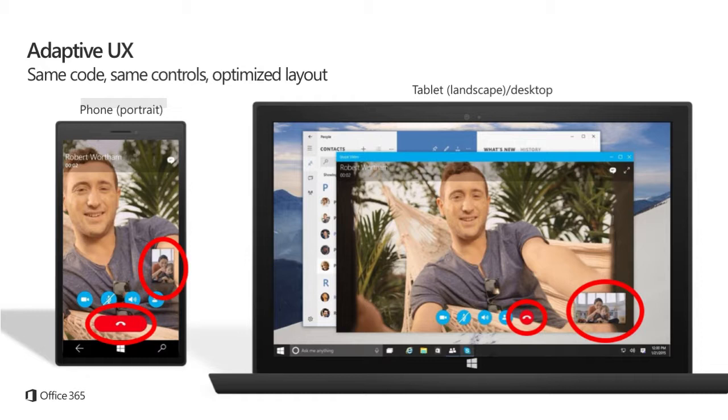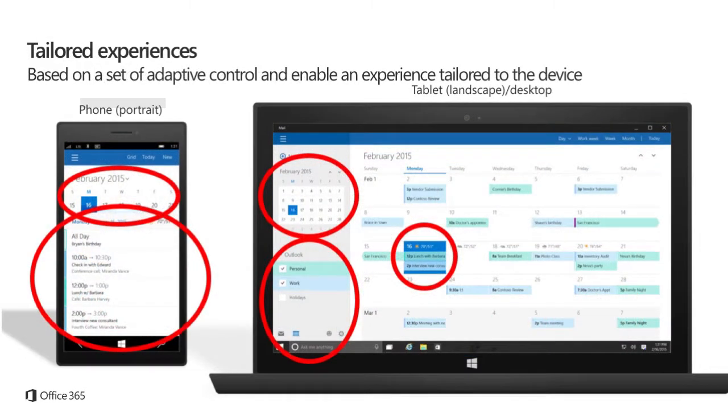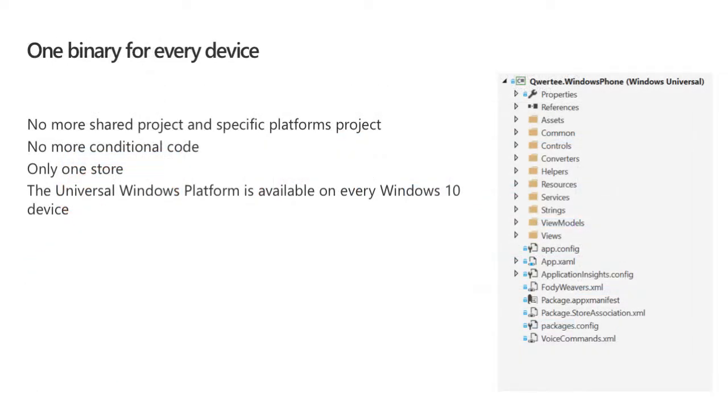We talked a little bit about the adaptive user experience here, which is the same code and same controls that are going to give us the optimized layout based on the application and the device that we're currently working on. These tailored experiences are going to be based on a set of adaptive controls and enable an experience that's been tailored specifically to the device that you're currently on. It also means there's only one binary for every device that you're working for. So there's no more shared project or specific platform projects that you need to deal with. There's no more conditional code that you've got to write. There's only one store. And this UWP is available on every Windows 10 based device.